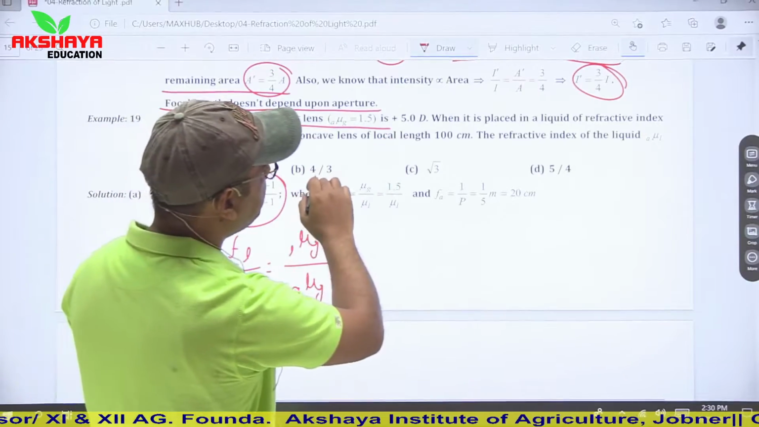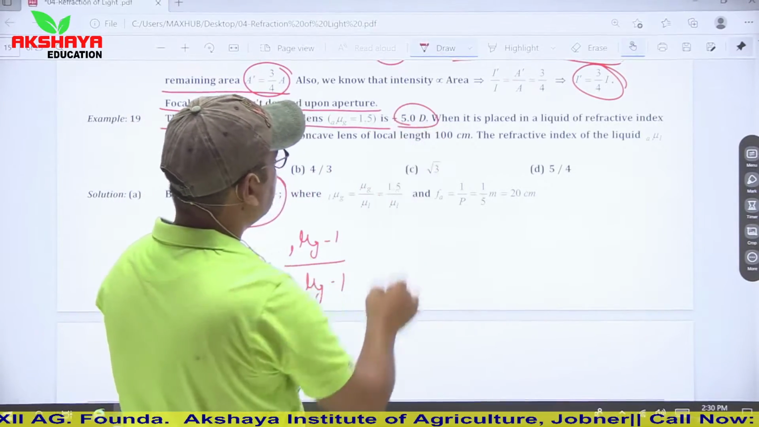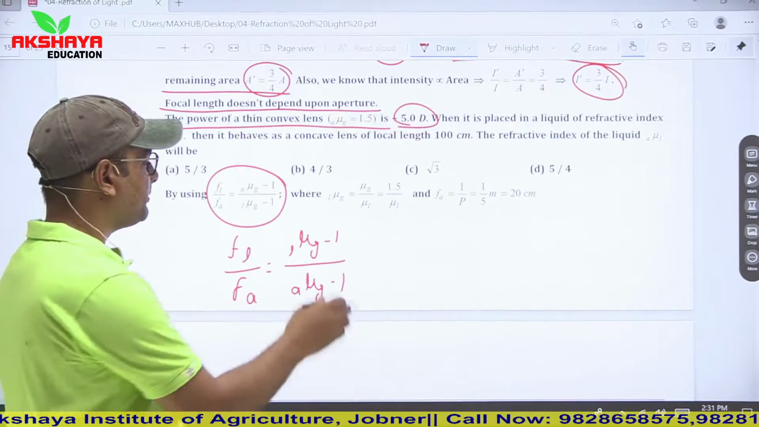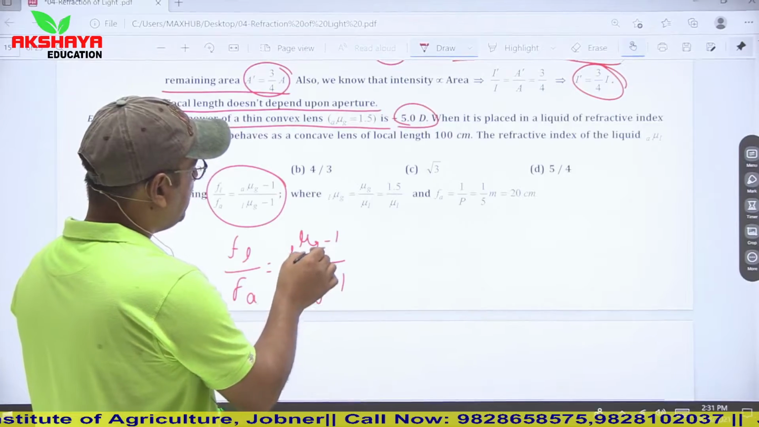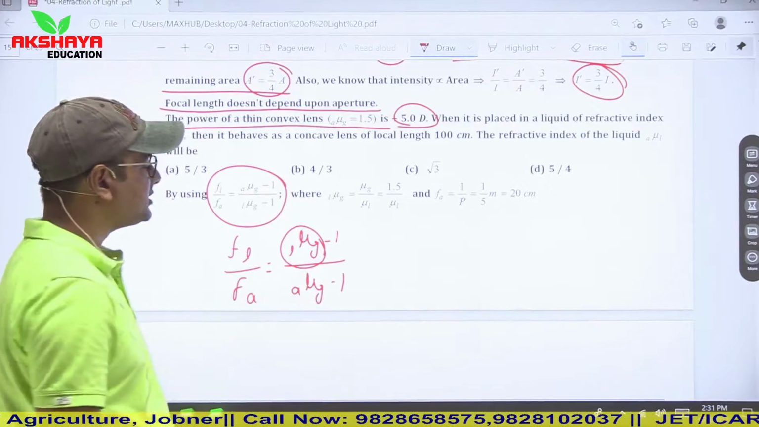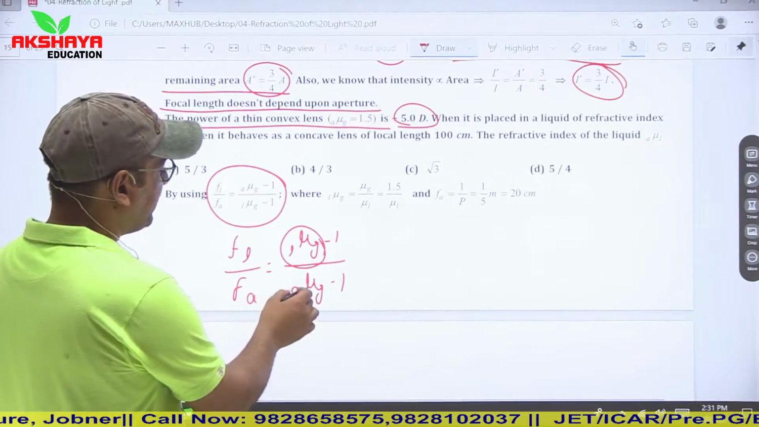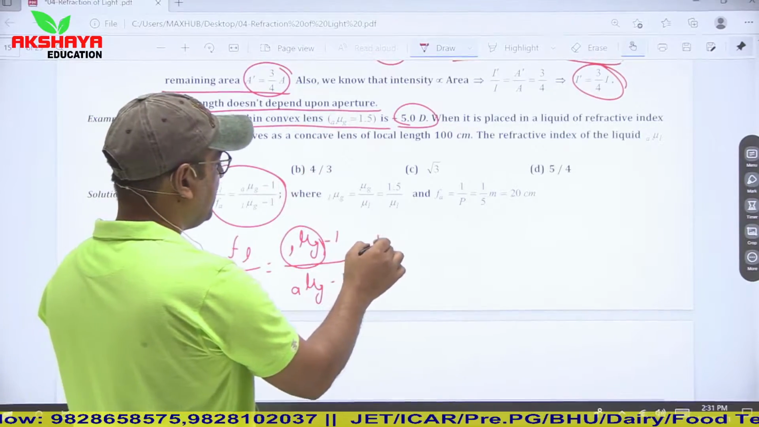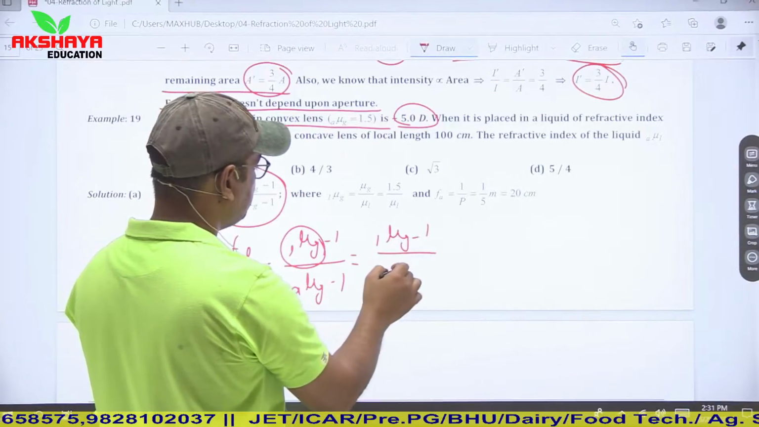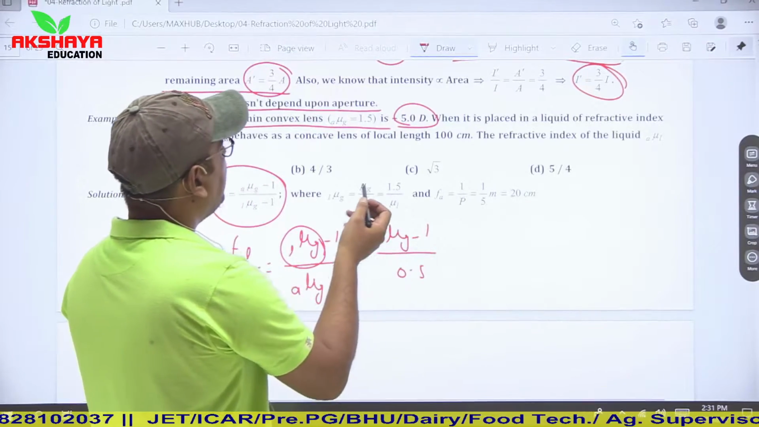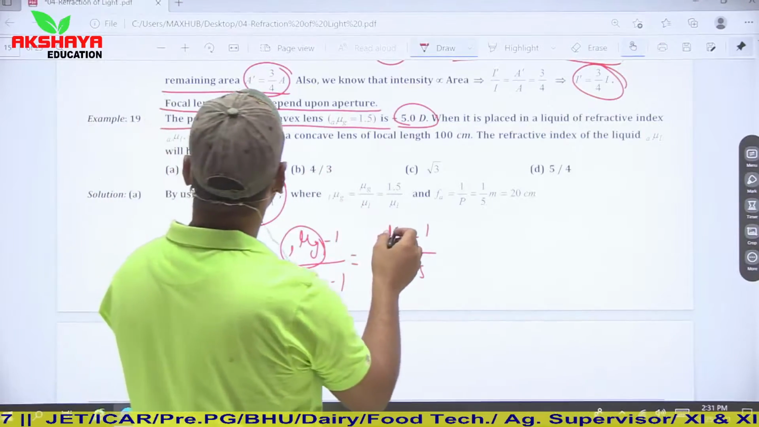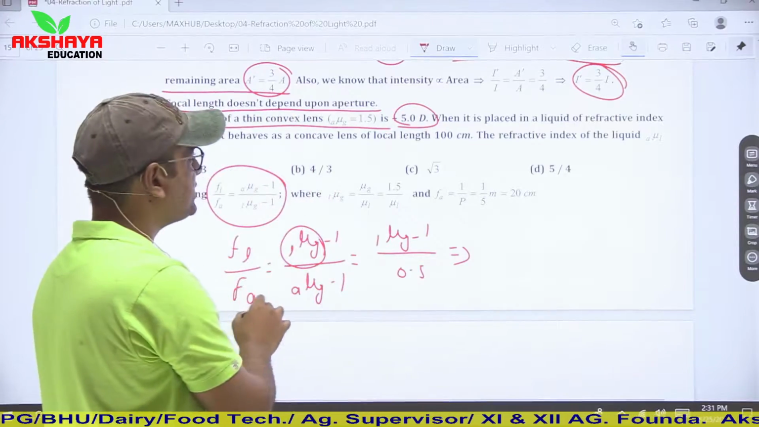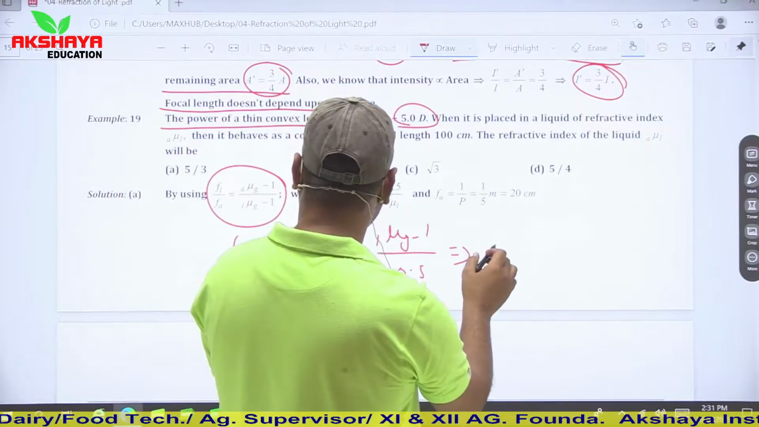In the first case we are given power. So focal length can be calculated by using the relation P is equal to 1 upon F, or F is equal to 1 upon P. We have to calculate refractive index of glass with respect to liquid. And we know refractive index of glass with respect to air is given as 1.5. So it is L mu g minus 1 upon 0.5. And we are given power in the case when it is placed in air, means F air is given as 5 diopter, which is 20 centimeter.